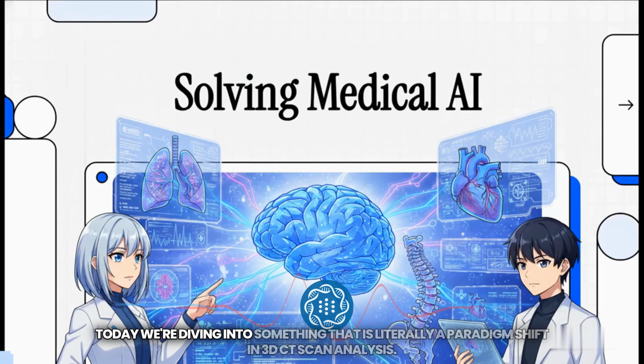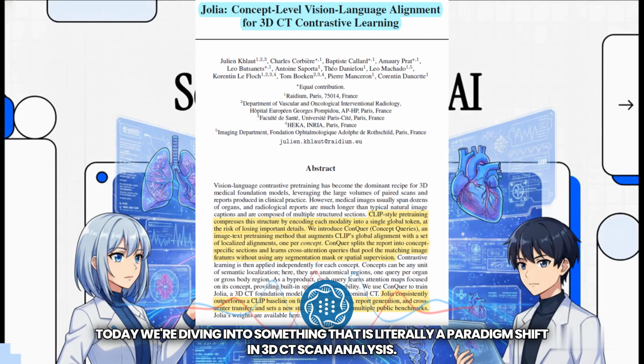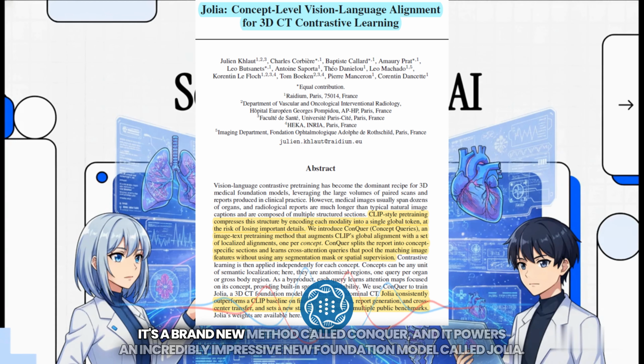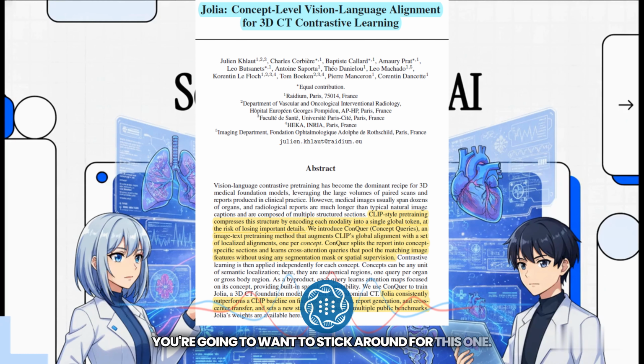Today, we're diving into something that is literally a paradigm shift in 3D CT scan analysis. We are talking about moving away from this broad, global AI understanding to razor-sharp anatomical precision. It's a brand new method called ConQuer, and it powers an incredibly impressive new foundation model called Jolia. You're going to want to stick around for this one.